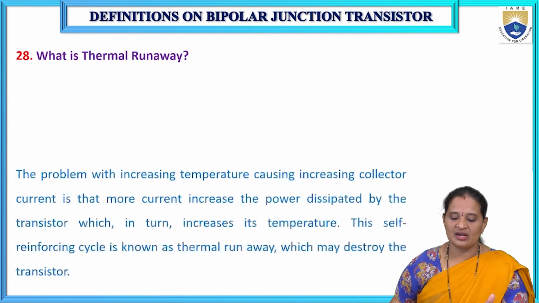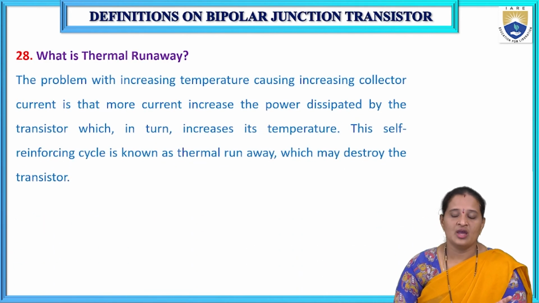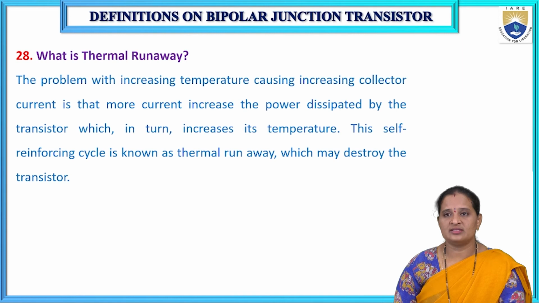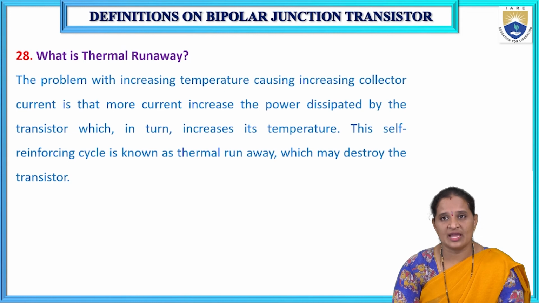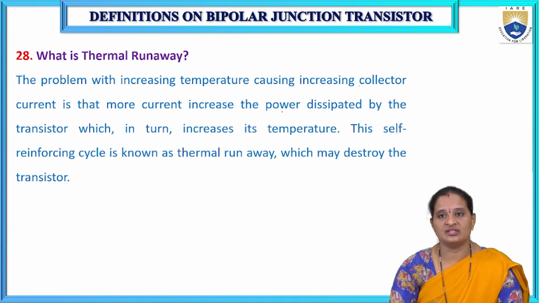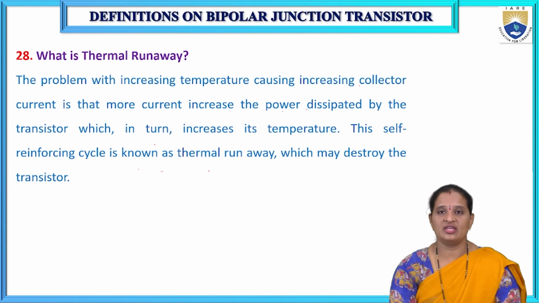Now coming to the thermal runaway. How can we define the thermal runaway? So the diode and transistor both are temperature dependent devices. So as the temperature increases, the reverse saturation current increases. So why does this happen? The problem with increasing temperature causing the increasing collector current is that more current increases the power dissipated by the transistor, which in turn increases its temperature. This reinforcing cycle is known as thermal runaway, which may destroy the transistor.